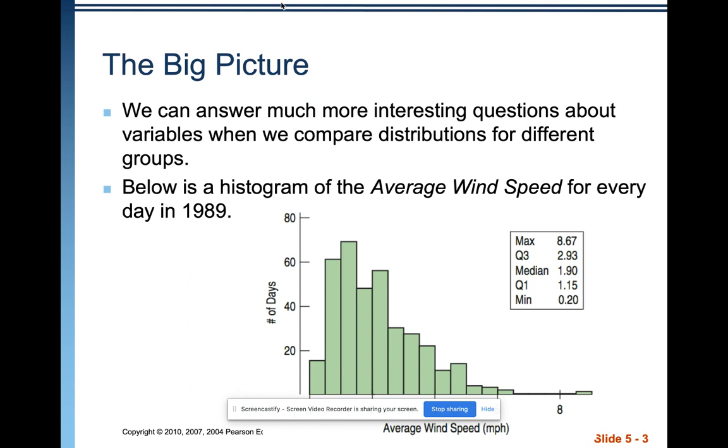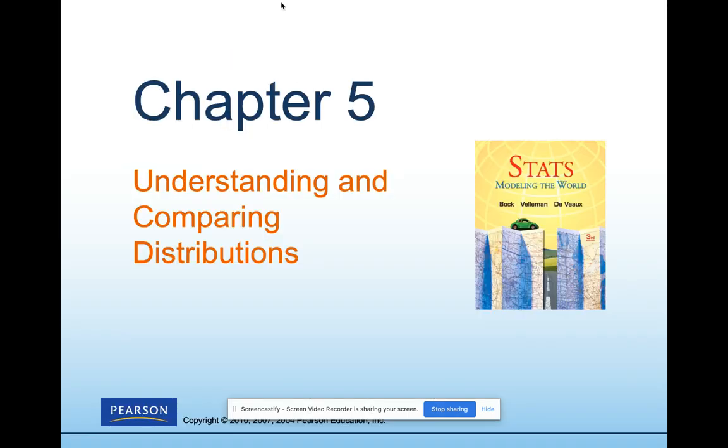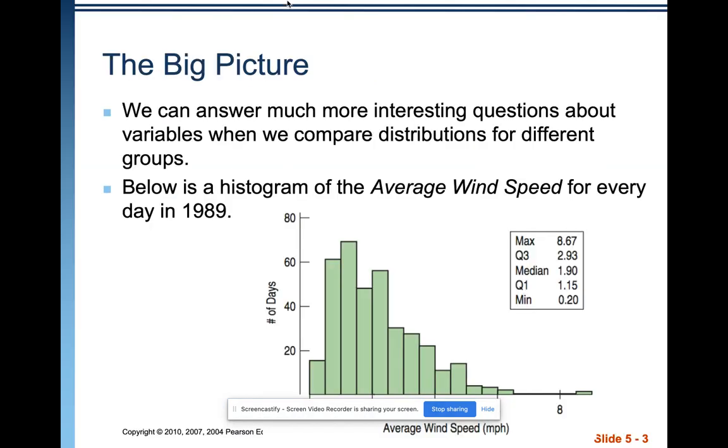Okay, so understanding and comparing distributions is incredibly important. And the ability to communicate well what's going on in the two distributions is a critical skill in AP Statistics. So let's look. We can answer much more interesting questions about variables when we can compare two groups. We're going to start off with one group and then we'll branch out to two.